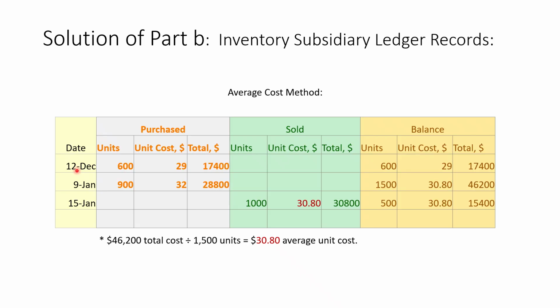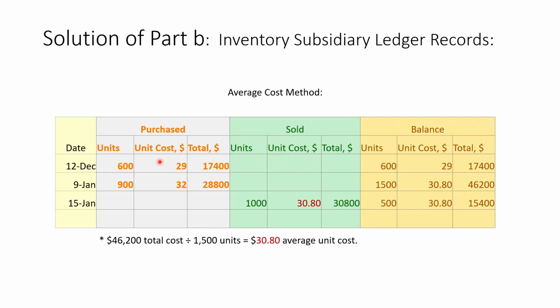On December 12, 2018, this company, John company, purchased 600 units, 600 bikes at a cost price of $29. Okay, and the total cost was 17,400. Then again on 9th January 2019, they purchased 900 bikes. The price for these 900 units is $32 per unit. Total is 28,800. When they are selling 1000 units on 15th January, the question is what should be the unit cost of these sold items?